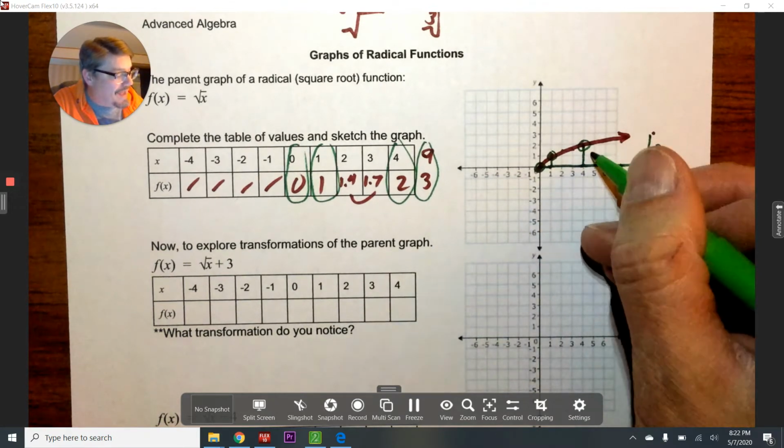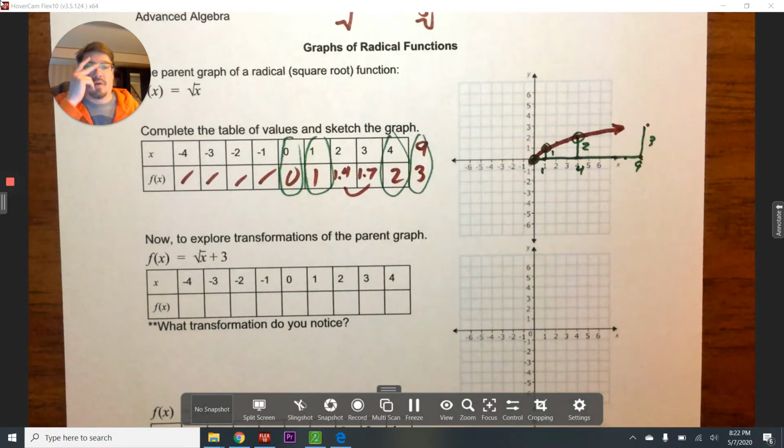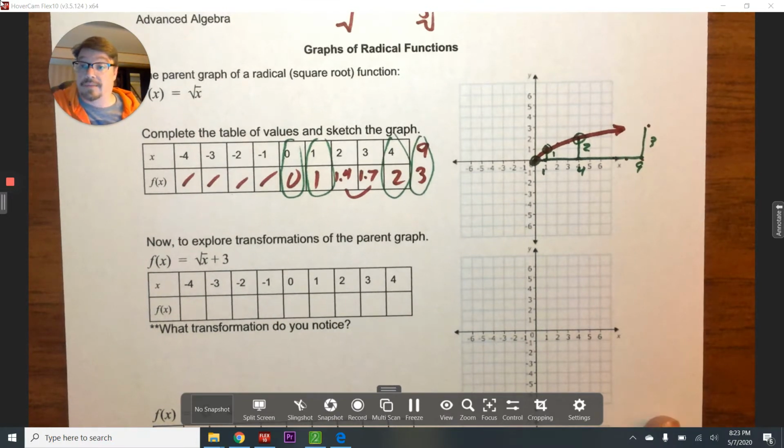So that is the pattern. That's the pattern for a square root function. All right. And this is the essence of everything that we're going to be doing here. And if you remember everything that we did when we translated quadratic functions, the same transformation rules apply.